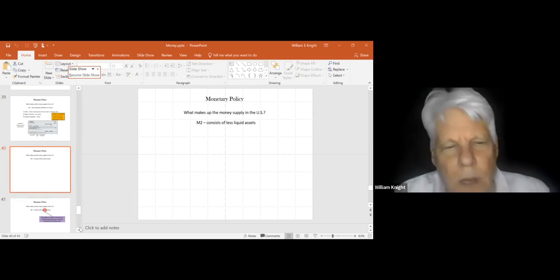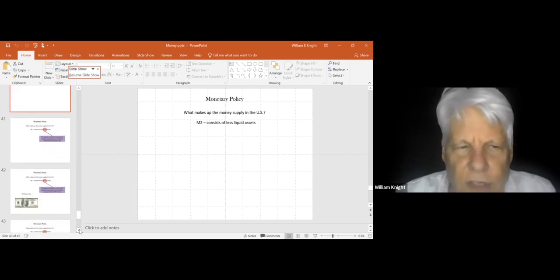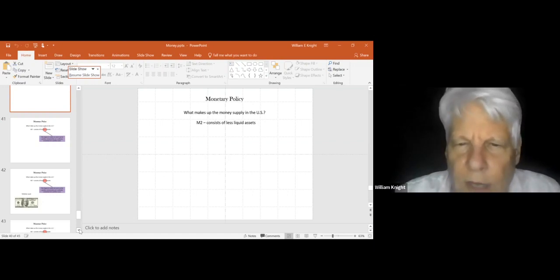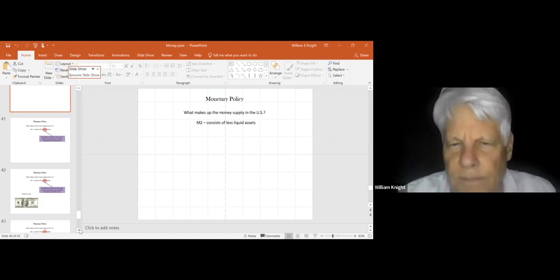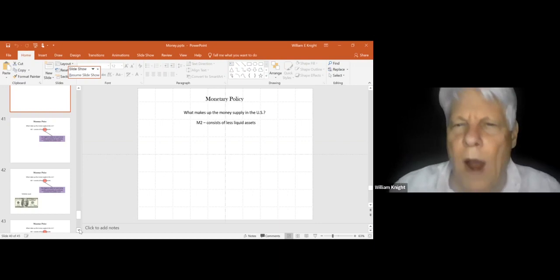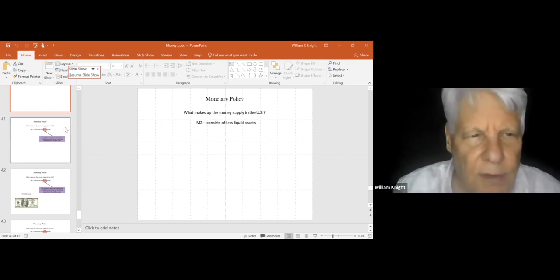Now, the definition of money M2 consists of a couple of less liquid assets. So let's review what makes up M1. M1 is made up of coins, paper currency, and demand deposits. Now you will find out next time why they use the term demand deposits. Okay, well, I'll give you a hint right now.